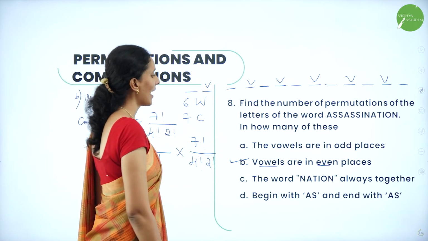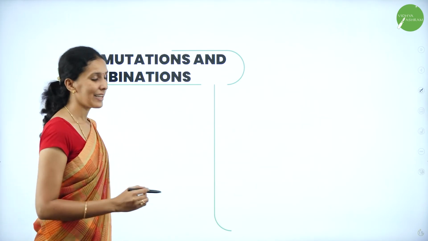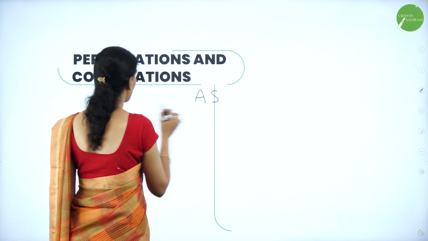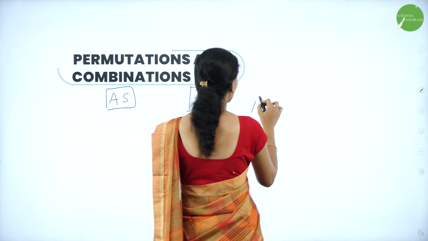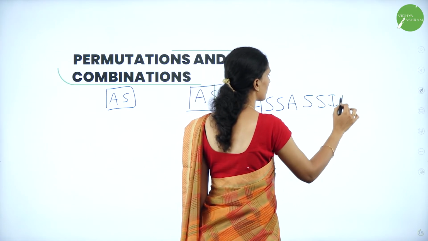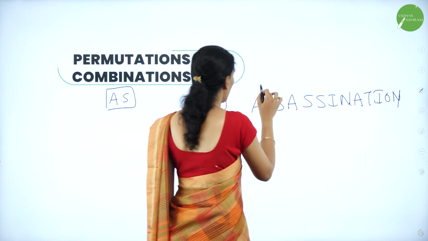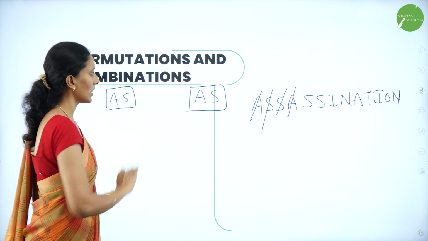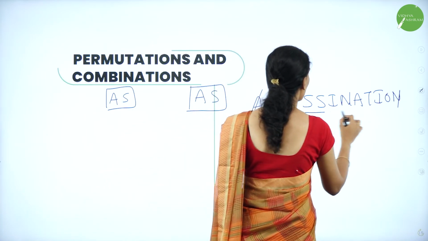Begin with AS and end with AS. Okay, so next question, begin with AS and end with AS. That means the first and last places are fixed. You cannot alter them. So I have the word ASSASSINATION. So 1 AS, I will strike it off because they are fixed in the first and end places. I am only left with SINATION.